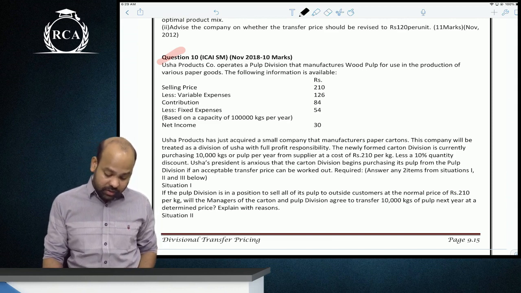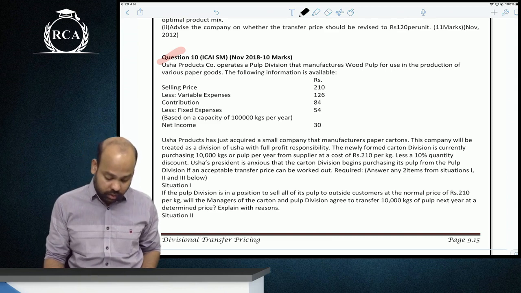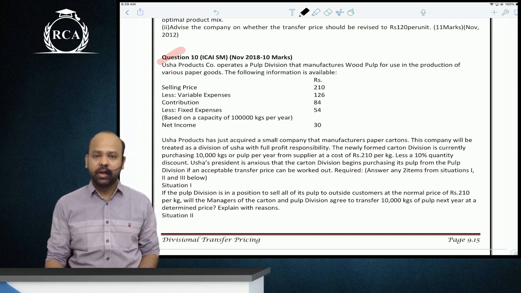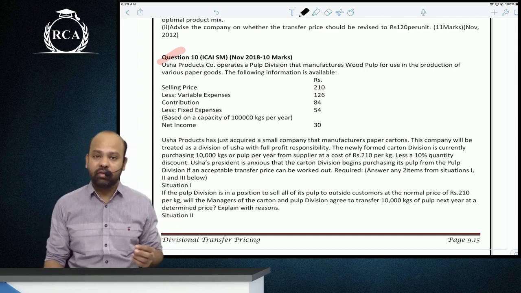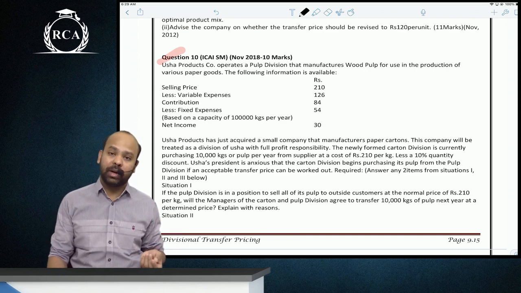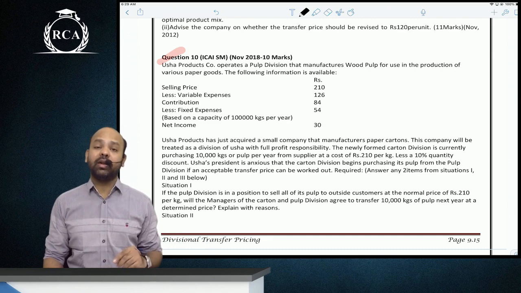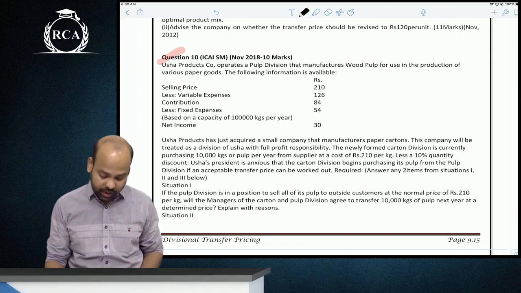Usha Products has just acquired a small company that manufactures paper cartons. This company will be treated as a division of Usha with full profit responsibility. It is clearly mentioned that the other company you have acquired is, see, divisions can be your own departments or they can be group companies. So this group company will now be considered a division, and that is a profit center. Full profit responsibility has been given.